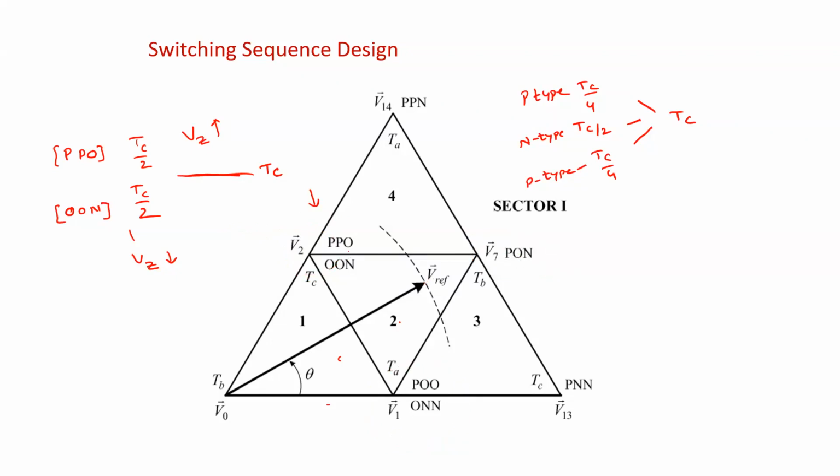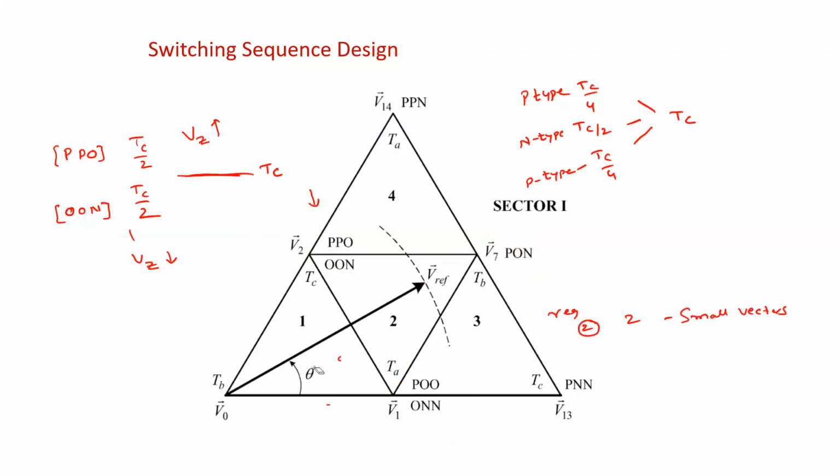So let us assume that the V reference falls in region 2. So now it is decomposed with V2, V1 and V7. So that means you have 2 small vectors. In region 2, we have 2 small vectors.